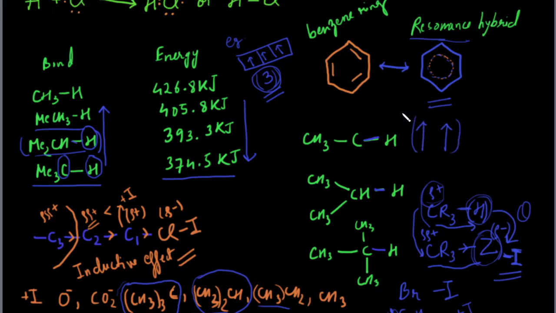The resonance energy is a maximum when the resonating structures have equal energy content. And the more resonating structures there are, the greater is the resonance energy, provided that all contributing structures have similar stabilities.